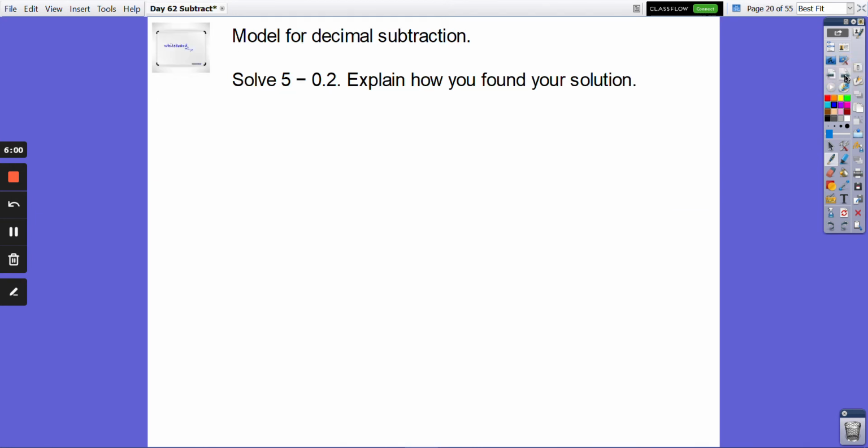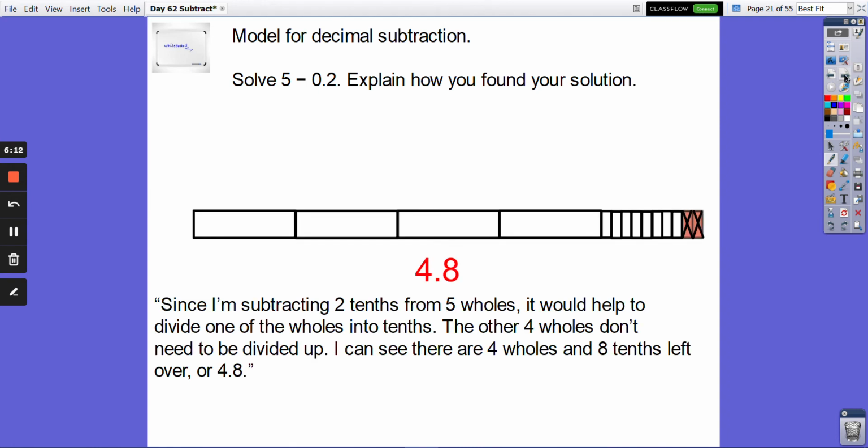Okay, model for decimal subtraction. Do the same thing that we just did. Solve 5 minus 2/10. Explain how you found your solution. Go ahead and pause the video. Okay, here we go. Our answer would be 4 and 8/10. You could say, since I'm subtracting 2/10 from 5 wholes, it would help to divide one of the wholes into tenths. The other 4 wholes don't need to be divided up. I can see there are 4 wholes and 8/10 left over, or 4 and 8/10.